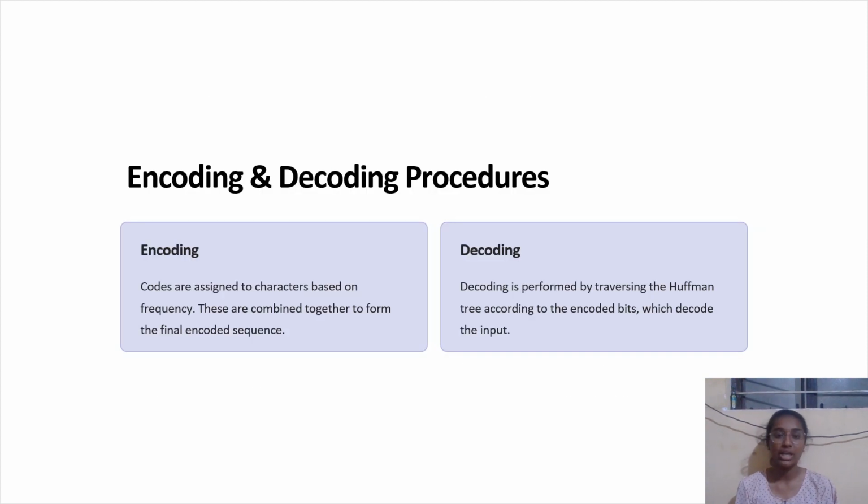The encoding and decoding process in Huffman coding. The encoding part consists of encoding: the codes are assigned to the characters based on the frequency. These combine together to form a finite encoding sequence. Decoding: decoding is performed by traversing the Huffman tree according to the encoding bits, which decodes the input.